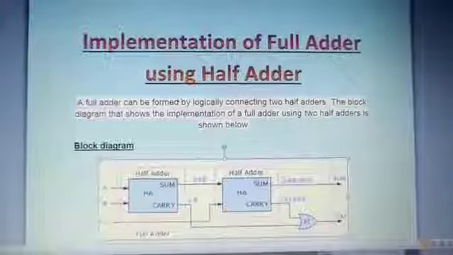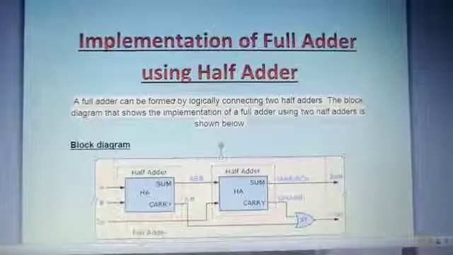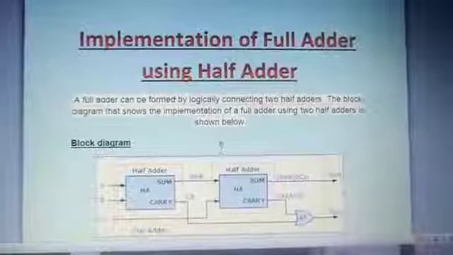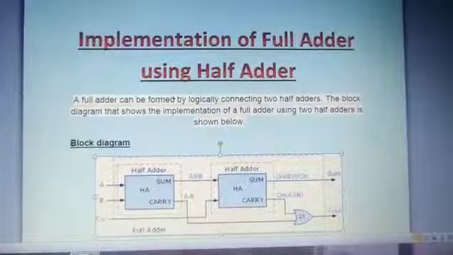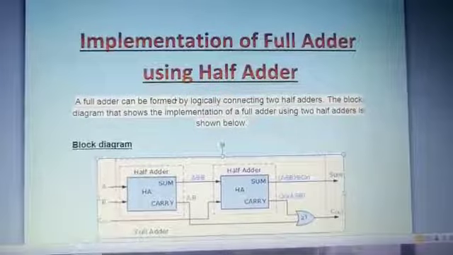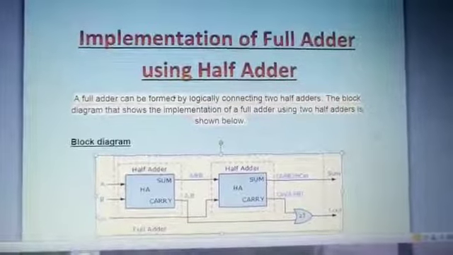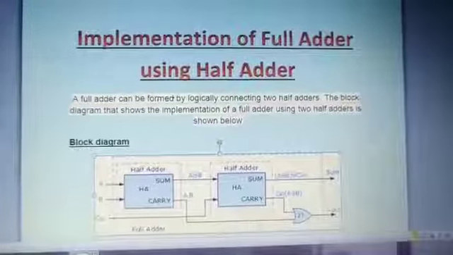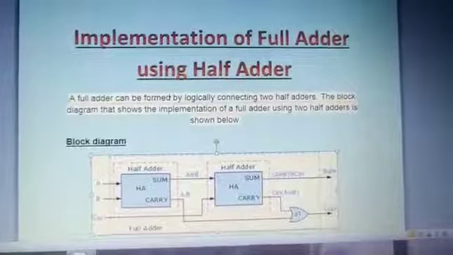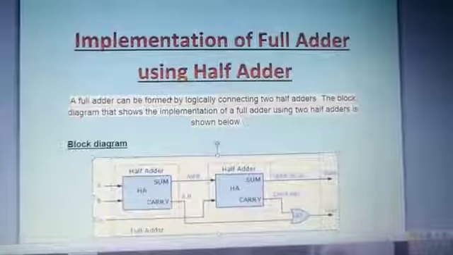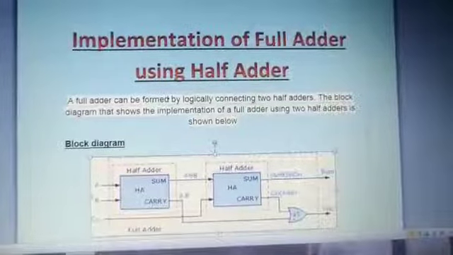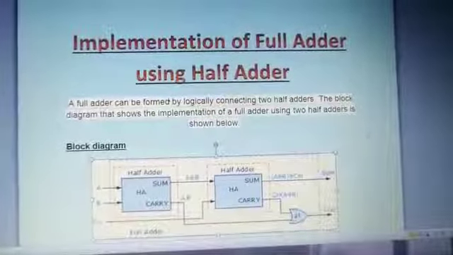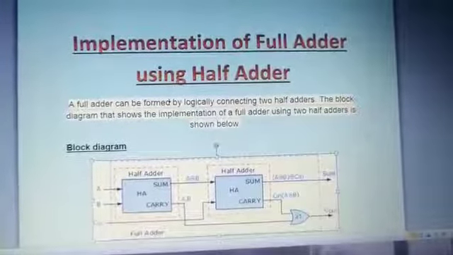Today's topic is how we can implement a full adder using the half adder. Previously we have seen that a full adder is required to add multiple binary digits, but a half adder can only add two binary digits, that is 0 plus 1 or 1 plus 0. A full adder, however, is capable of adding multi-bit information. So how we can implement a full adder using half adders is today's topic.